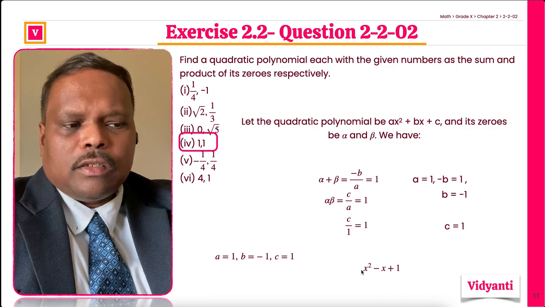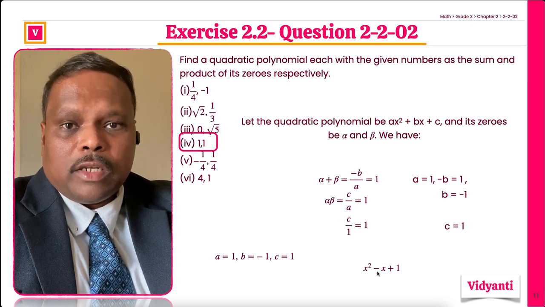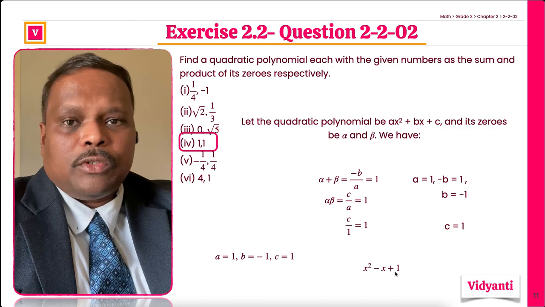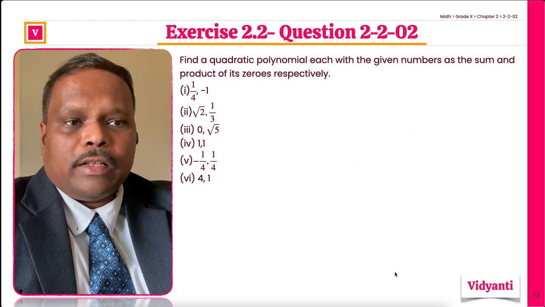A value is substituted here. B value is negative 1. That's why this becomes negative 1. And C value will be substituted here. This is going to be your final answer.